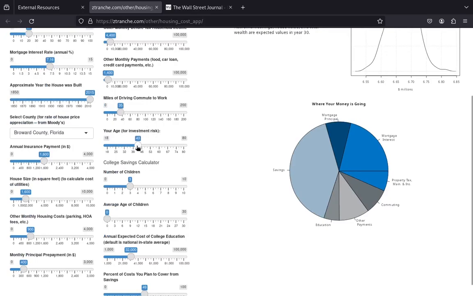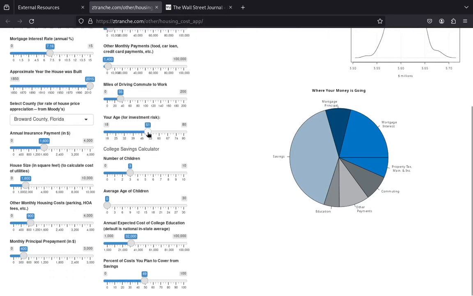Your age for investment risk. What this takes into account is that if you're younger, it'll be more risky in your investments. If you're older, it'll be safer. Even though I don't necessarily agree with that, for my own investment I don't get safer as I get older. I keep risk. Risk is good in terms of owning stock. And then the other thing it does is it allows you to look at how many children you have, and what your expected cost is that you're going to pay for your children's education.